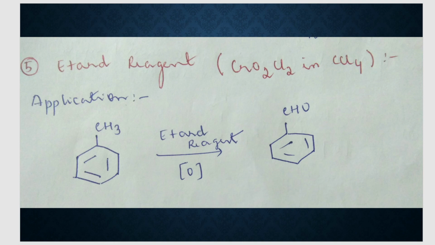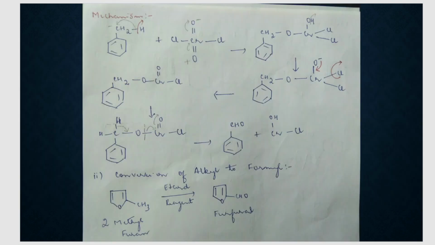Let us understand the mechanism. The reaction mechanism using Étard's reagent is like this. What are we doing in this reaction? We're converting this methyl benzene into benzaldehyde. So let us take the methyl benzene first, and this is your Étard's reagent, CrO2Cl2.